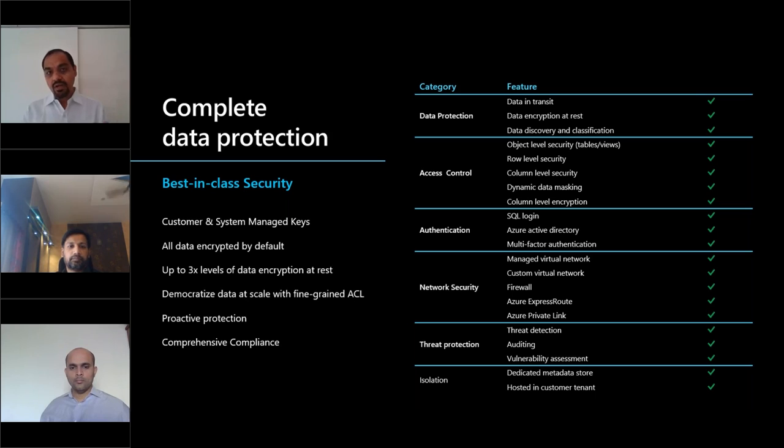The key element out there is the network security. So you have an option to do an ExpressRoute. You have an option to define a managed virtual network. You have good options right from network security, threat protection of your data, and also defining the isolation that is required for the various data segments that you have for storing this information.